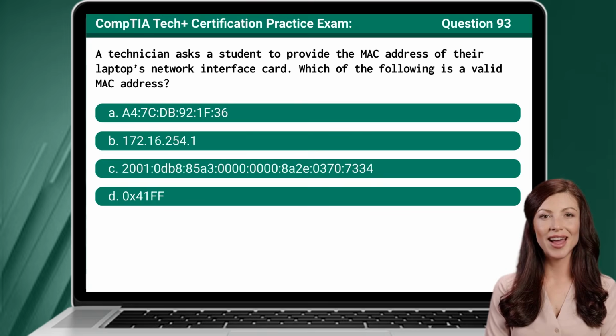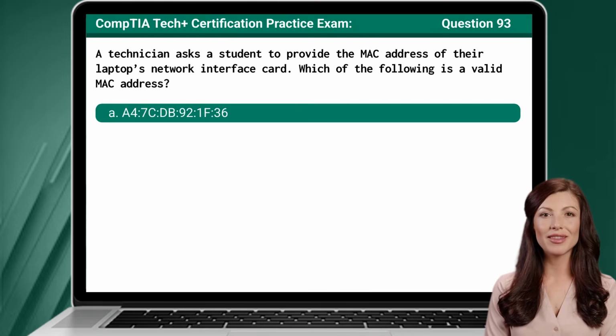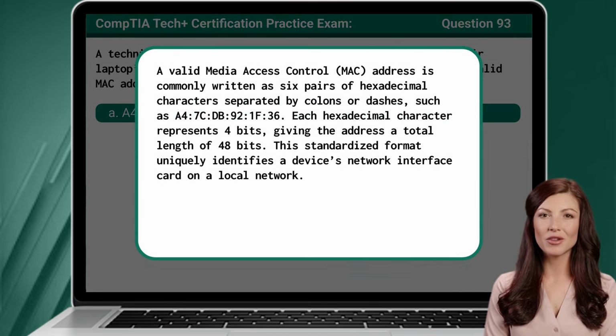The answer is A. A47CDB921F36. A valid media access control, or MAC address, is commonly written as 6 pairs of hexadecimal characters separated by colons or dashes, such as A47CDB921F36. Each hexadecimal character represents 4 bits, giving the address a total length of 48 bits. This standardized format uniquely identifies a device's network interface card on a local network.